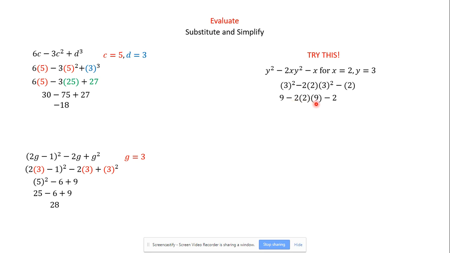Multiplication, 2 times 2 times 9. 2 times 2 is 4 times 9 is 36. 9 minus 36 minus 2 is negative 29.